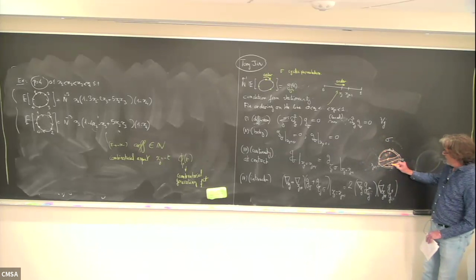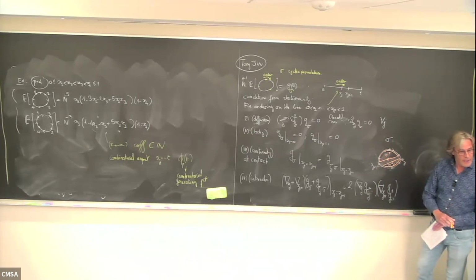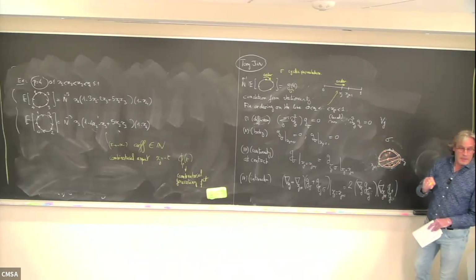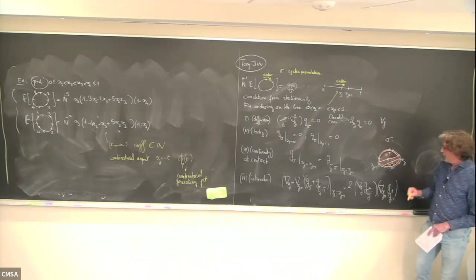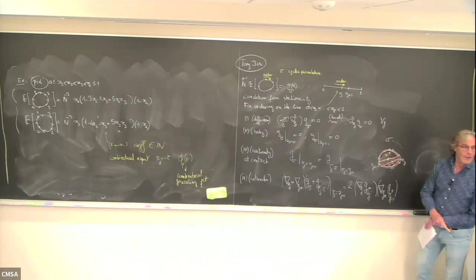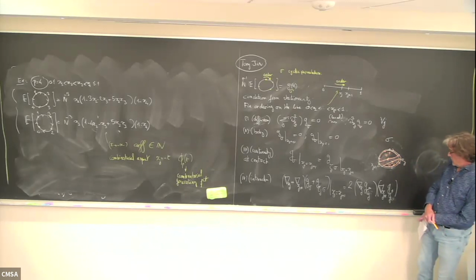Minus is a cyclic permutation. Yeah, but of a smaller set. It's not a cyclic permutation on 1 to p. It's a cyclic permutation of the points which are here. But then it's evaluated at the points from x1 to xp, or?